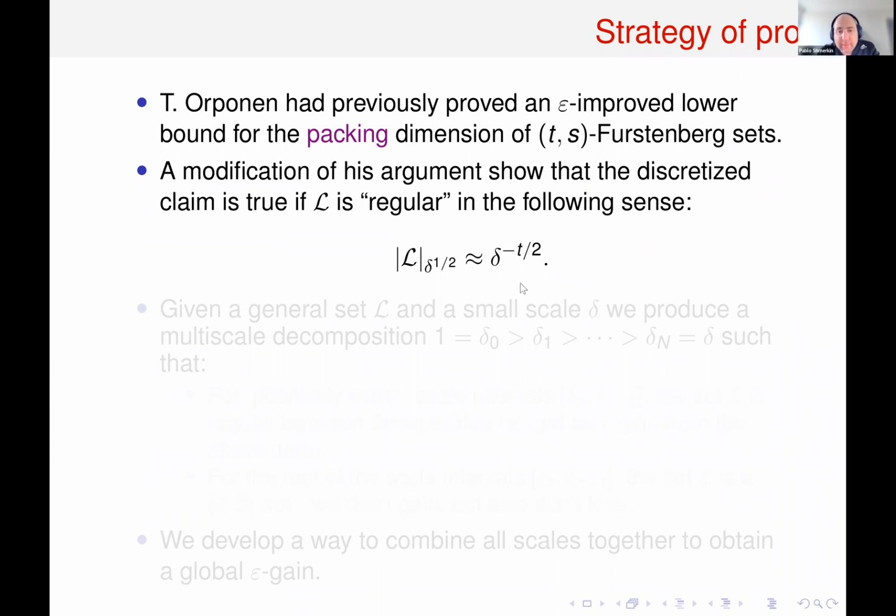Okay, so under this additional assumption, which is sometimes true and sometimes not true, one gets an epsilon improvement for the Hausdorff dimension. This is all discretized, so this is why it's between quotes.